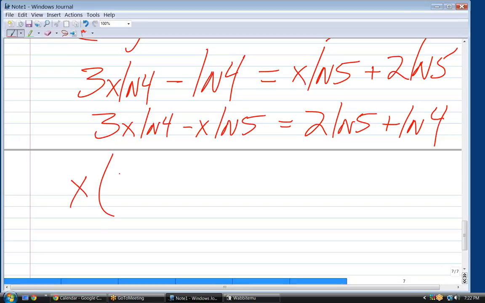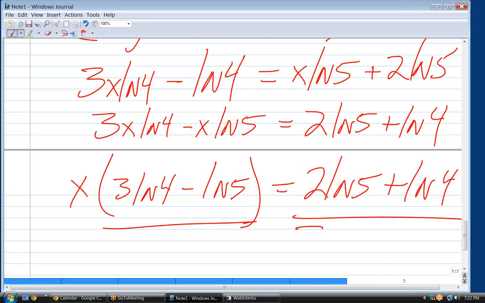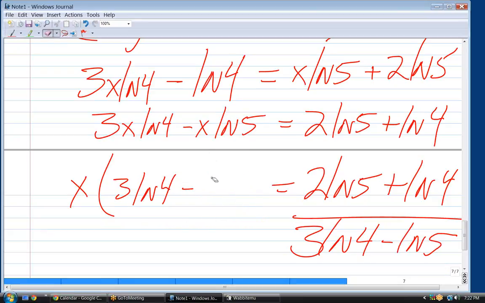Okay, what's left behind? 3 natural log 4 minus natural log 5. That is just a number. Let's divide both sides by it. Now we have our answer. X equals that. And notice that that's the only real way to do this problem properly.